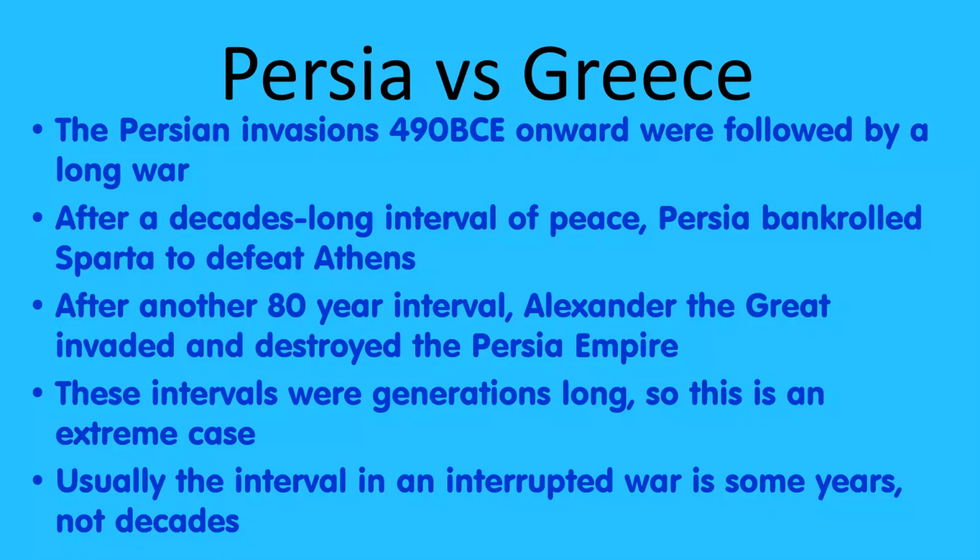Even earlier, we have the Persians versus the Greeks. The Persian invasion starting in 490 BCE and onward were followed by a long war. And ultimately a peace was agreed. And after a decades-long interval of peace, Persia bankrolled Sparta to defeat Athens in the Peloponnesian War. After another 80 or so years, Alexander the Great invaded and destroyed the Persian Empire, and that was the end of Persia versus Greece because Persia no longer existed. Now these intervals were generations long, so this is an extreme case. Usually the interval in an interrupted war is some years, not decades.